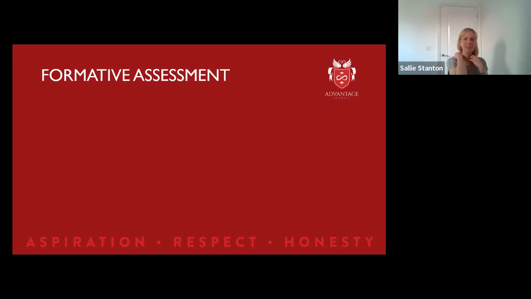So I think sometimes it's really easy to think of the activities that we want to use. And actually the key thing around formative assessment is that we're measuring something different.